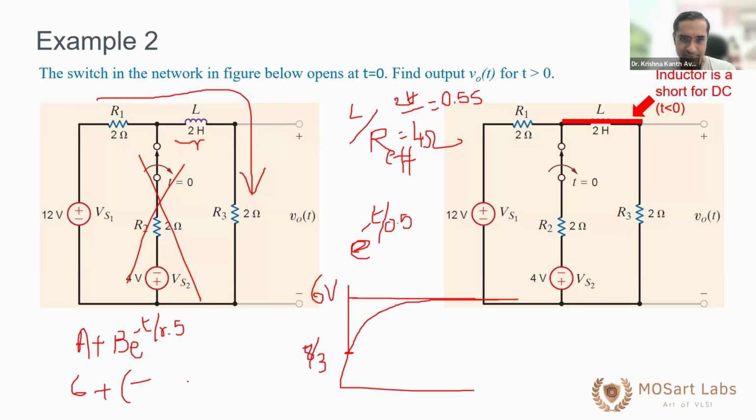18. So about minus 10/3. So it is minus 10/3 e power minus t by 0.5. The initial value is 8/3 and at t equal to infinity it is 6 volts. So that's another way to do it, because it is the A plus B e power tau form, right? You know the initial condition, you know the final condition, you can solve for it. Okay, so is that clear?